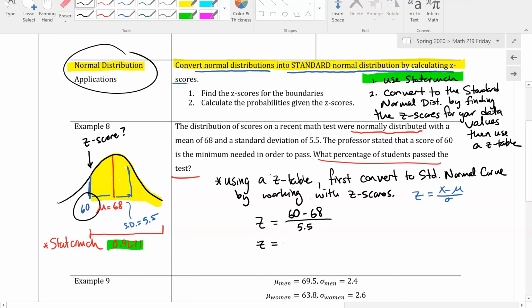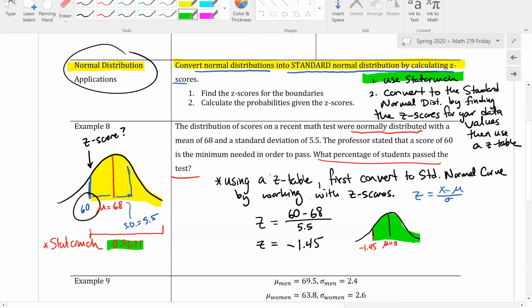Let's see what that is. That is negative 1.45. So a score of 60 is 1.45 standard deviations below the mean. And now this becomes a problem like we were just doing. It's now standardized because I'm talking about z-scores. I've got a z-score of negative 1.45, and I want the area to the right of that.